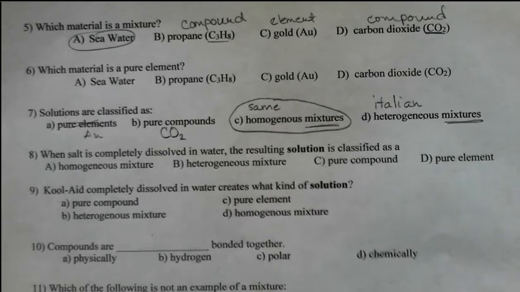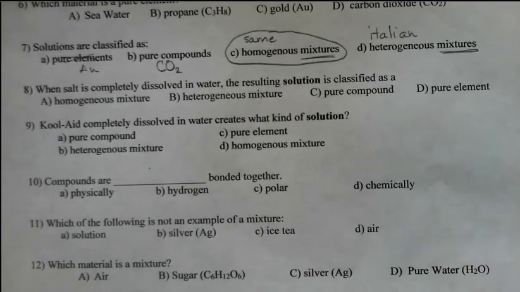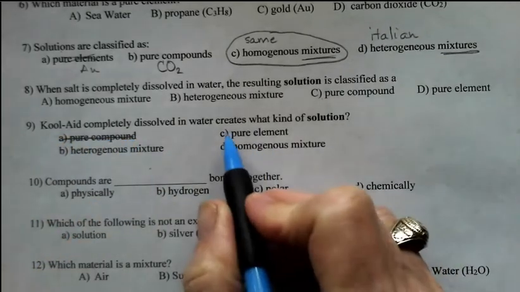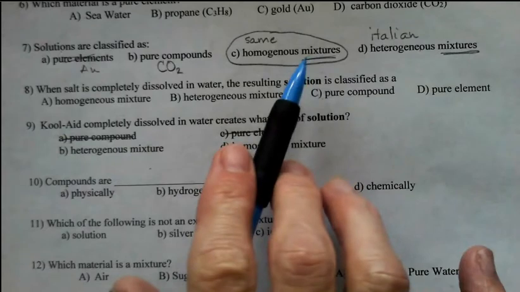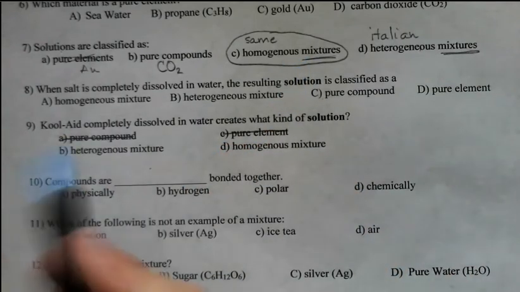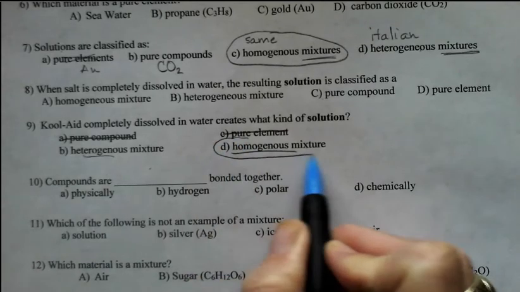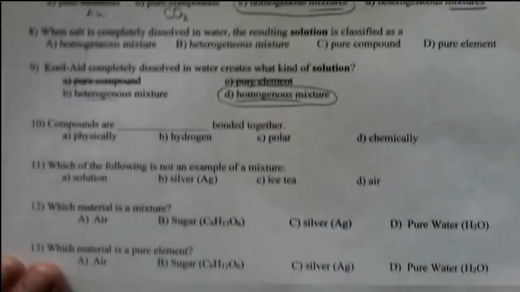Number 9. Kool-Aid completely dissolved in water creates what kind of a solution? Well, we just talked about how Kool-Aid is not a compound and it's not an element. We just talked about mixtures up here. So that leaves us with hetero or homo. Well, if we dissolve Kool-Aid powder in water completely, does it look the same throughout? Yeah, it does. If you mix cherry Kool-Aid in water and stir it up, it all looks red. Okay, so this is going to be a homogeneous mixture because it's the same throughout.